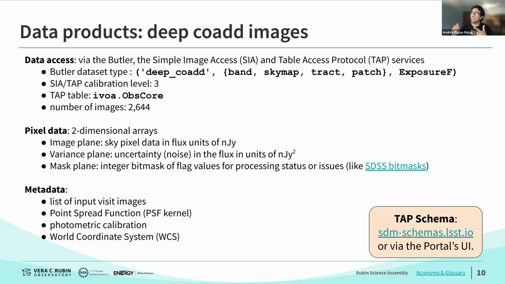The pixel data: each coadd image is a 2-dimensional array. These exposure Fs have 3 planes. One plane is the image plane, which is the sky pixel data in units of nanojanskys. The variance plane, which is the uncertainty, the noise in the flux, in units of nanojanskys squared. And we have a mask plane, which has an integer bit mask of flag values, similar to what was used for the SDSS bit masks. We also have metadata with the list of input images for each coadded image, the PSF associated to it, photometric calibration, and the astrometric solution, the world coordinate system.